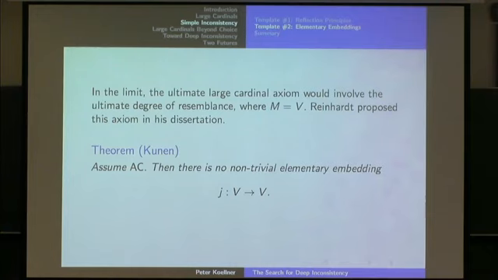Now, one thing that's interesting about this is that as you make M look more and more like V, you get more and more reflection. And then if you make M equal V, you'd think, well, you get just too much reflection and things collapse. But the actual proof of the inconsistency doesn't go that direction. It doesn't use the fact that you're getting too much reflection.